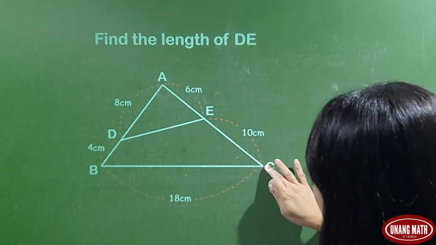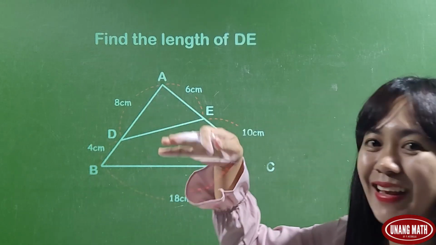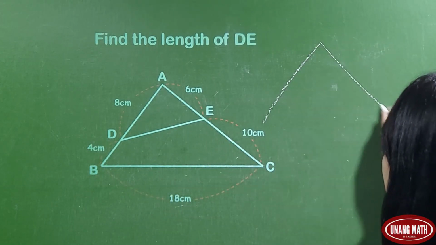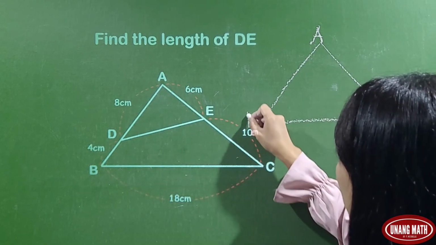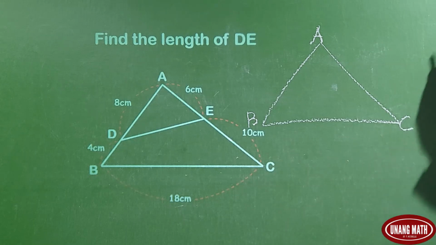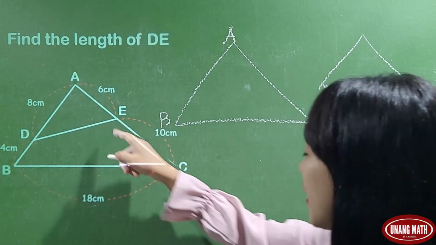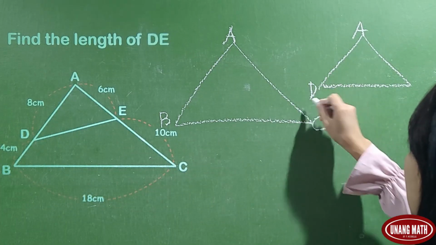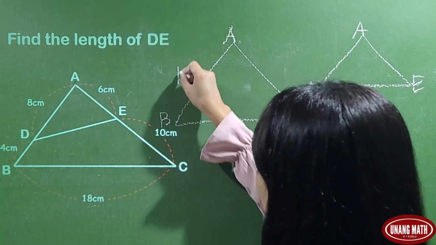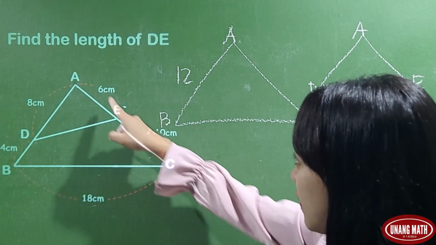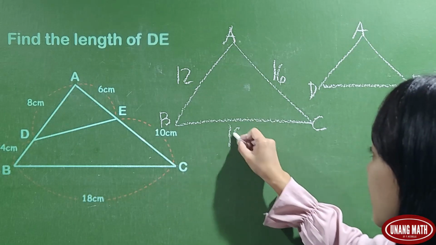Okay, this bigger triangle has a smaller triangle inside. So let's say this is our bigger triangle. This is point A, this is point B, and this is point C. And this is the smaller triangle, so this is point A, D, and E. Side AB is 8 plus 4, so this is 12. Side AC is 6 plus 10, so this is 16. And BC is 18 centimeters.